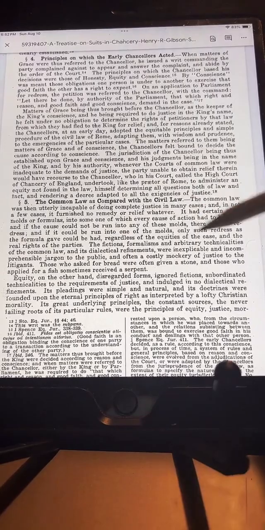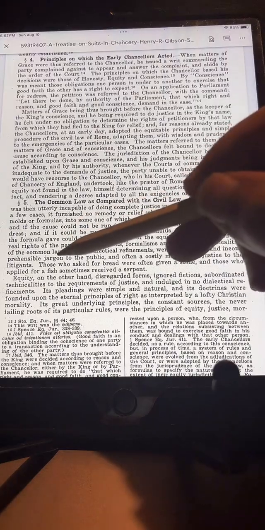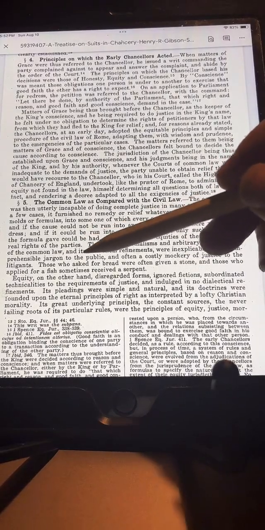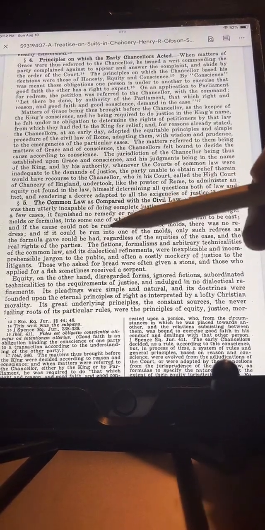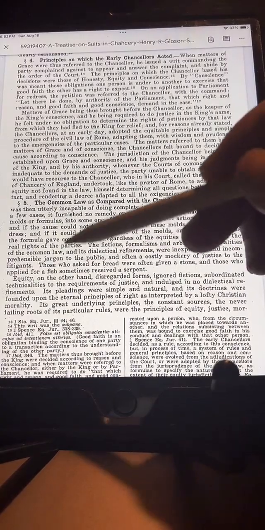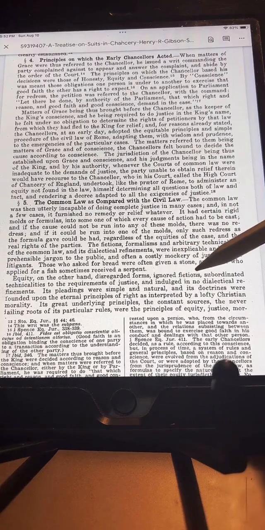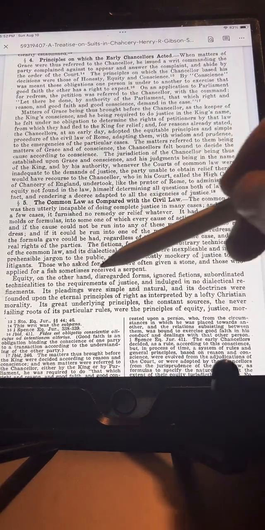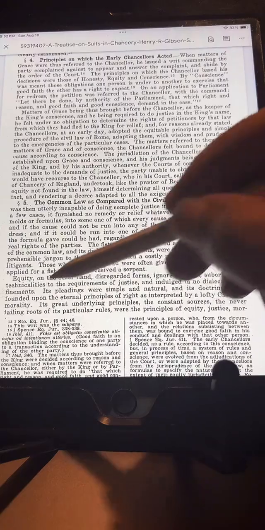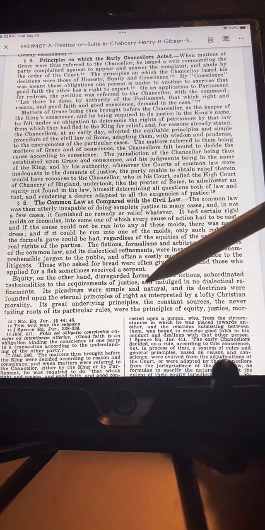The fictitious formulas and arbitrary technicalities of the common law and its dialect refinements were inexplicable and incomprehensible jargon, right? That's your legalese. It was jargon to the public. The people of the public do not have a clue what the lawyers and the attorneys and the judges are actually talking about, right? It all gets confusing and people get lost really quick all the time, right? So, equity, on the other hand, disregarded forms, ignored fictions, subordinated technicalities to the requirements of justice, and indulged in no dialect refinements. Its pleadings were simple and natural, and its doctrines were founded upon the eternal principles of right.